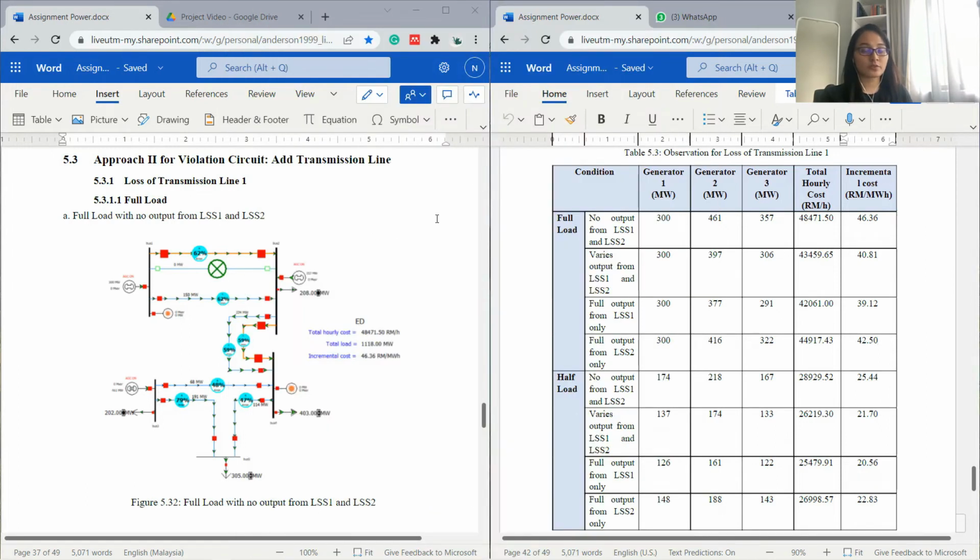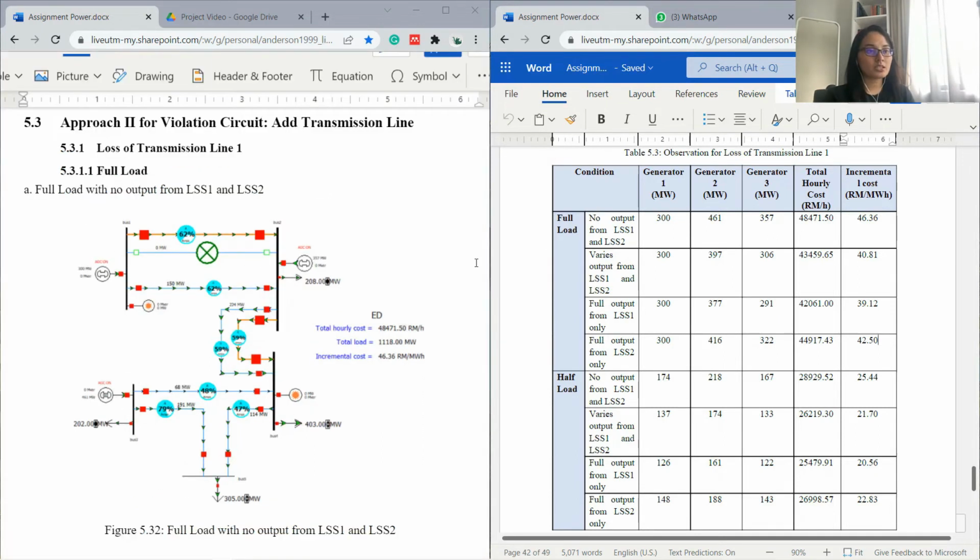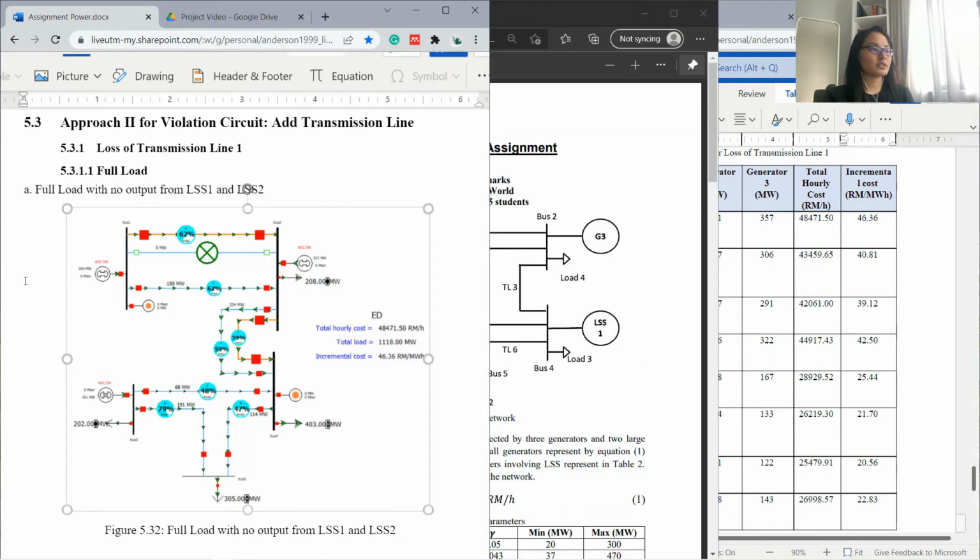Generally, with the loss of transmission line 1, we isolate it, as you can see here. There will be 2 types of condition, which is the first one is the full load and then the half load. For each, there will also be another 4 different conditions that vary on the LSS1 and LSS2. We will observe the power generated by each generator, that is generator 1, generator 2, generator 3, and this is LSS1, LSS2.